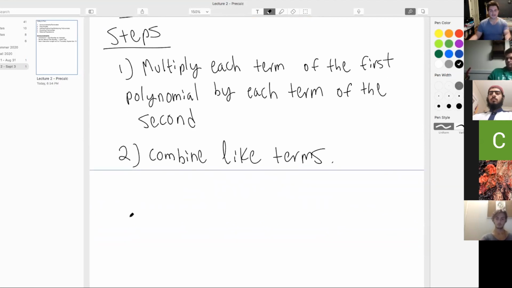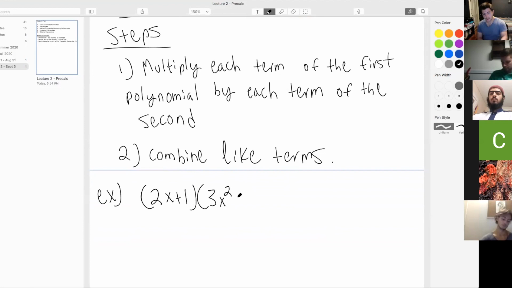Now I think it's best to just illustrate these steps with a concrete example. Okay, so how about this? How about we multiply 2x plus 1, that's a polynomial, by 3x squared minus x plus 4.